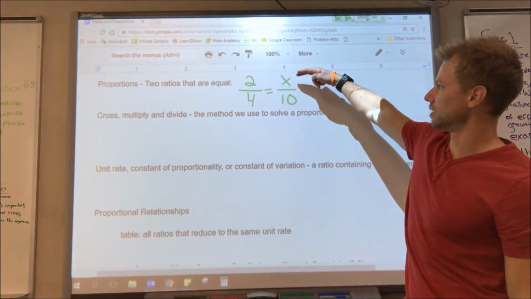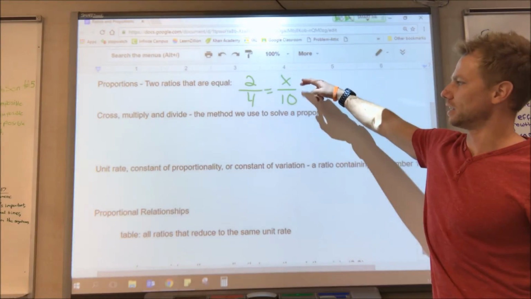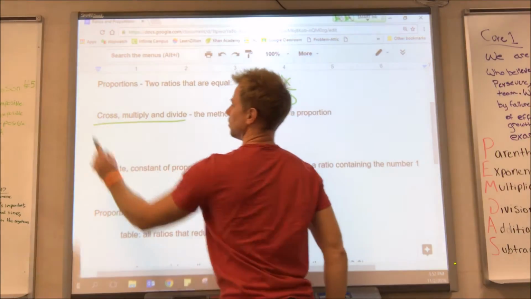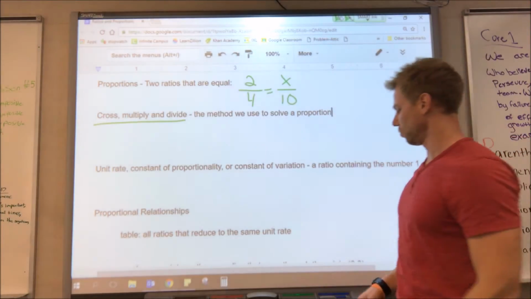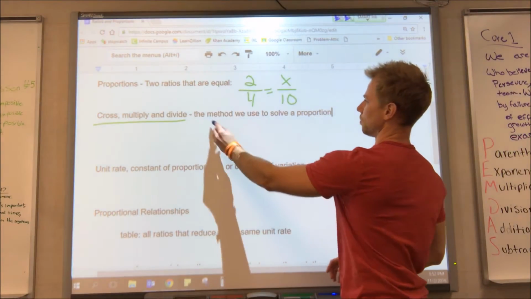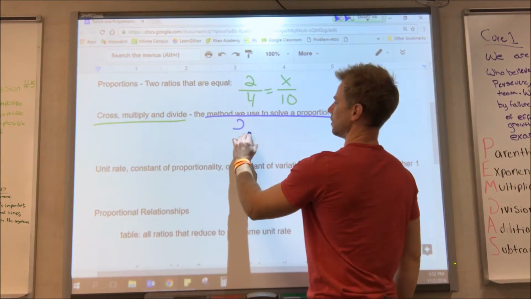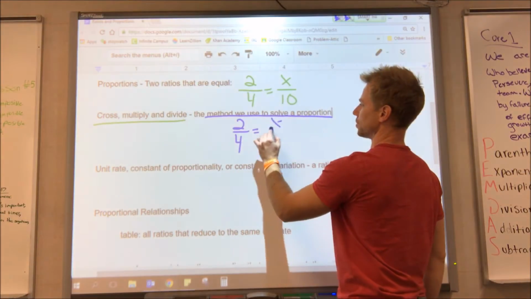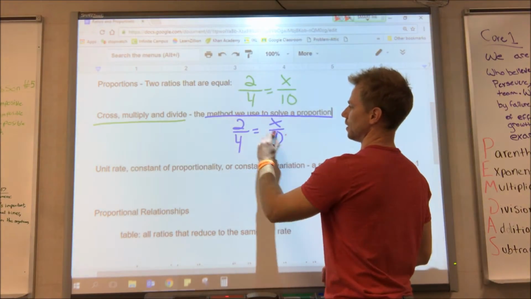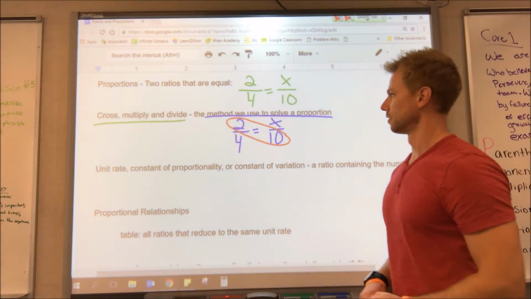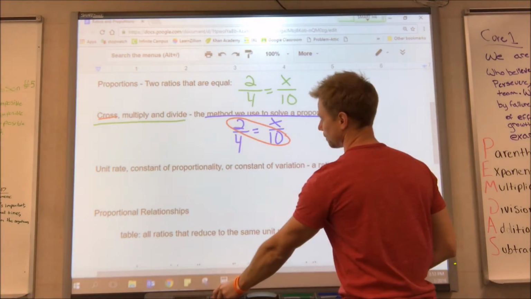Now to actually solve this and figure out what that x is, what number that is, we would solve by doing cross multiply and divide. That's how we will solve a proportion. So cross multiply and divide. I'll rewrite the proportion. We are going to multiply the numbers that are across from each other. That's why it's called cross multiply and divide.